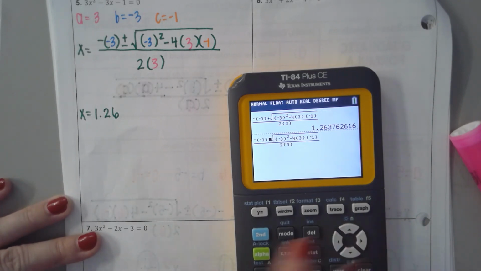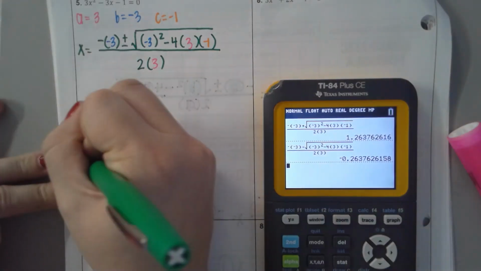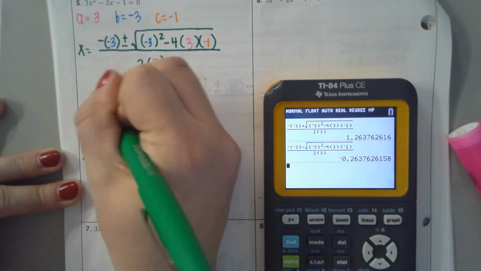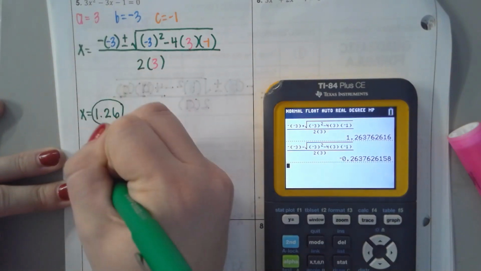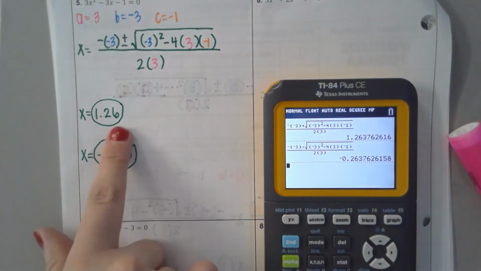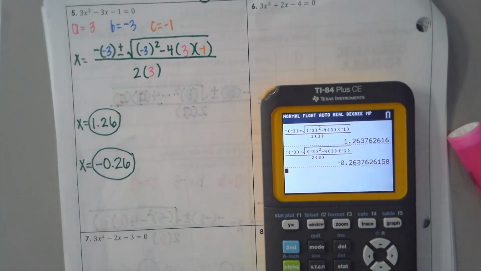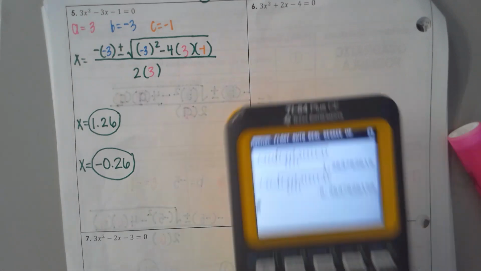And then go over here and change it to a minus. And we get x equals negative 0.26. Did you get a negative and then a positive? So you missed a negative somewhere. Okay.